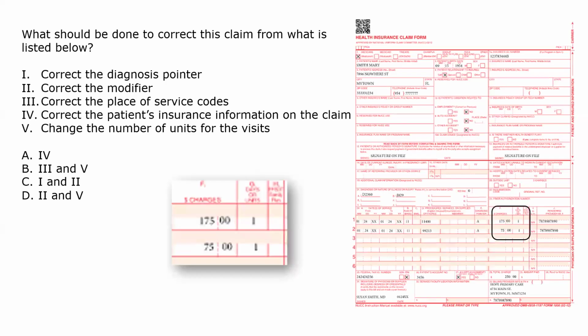Let's close in on the units. Box 24G is the units of the HCFA 1500. We can see that 1 unit was billed for both services, which is correct. We can eliminate both B and D as an answer.